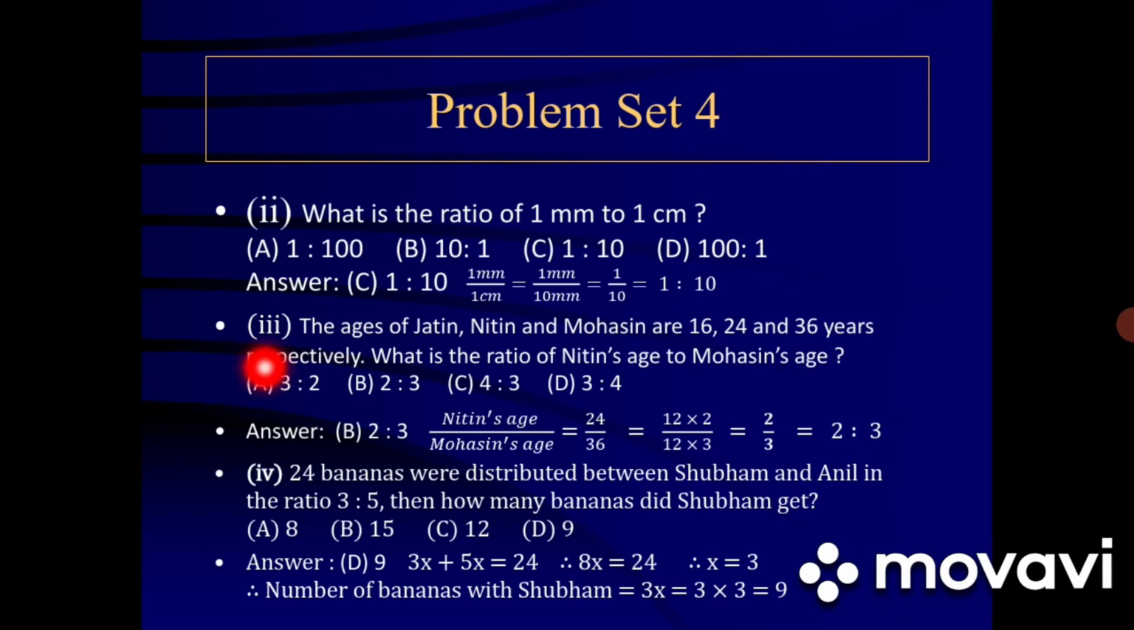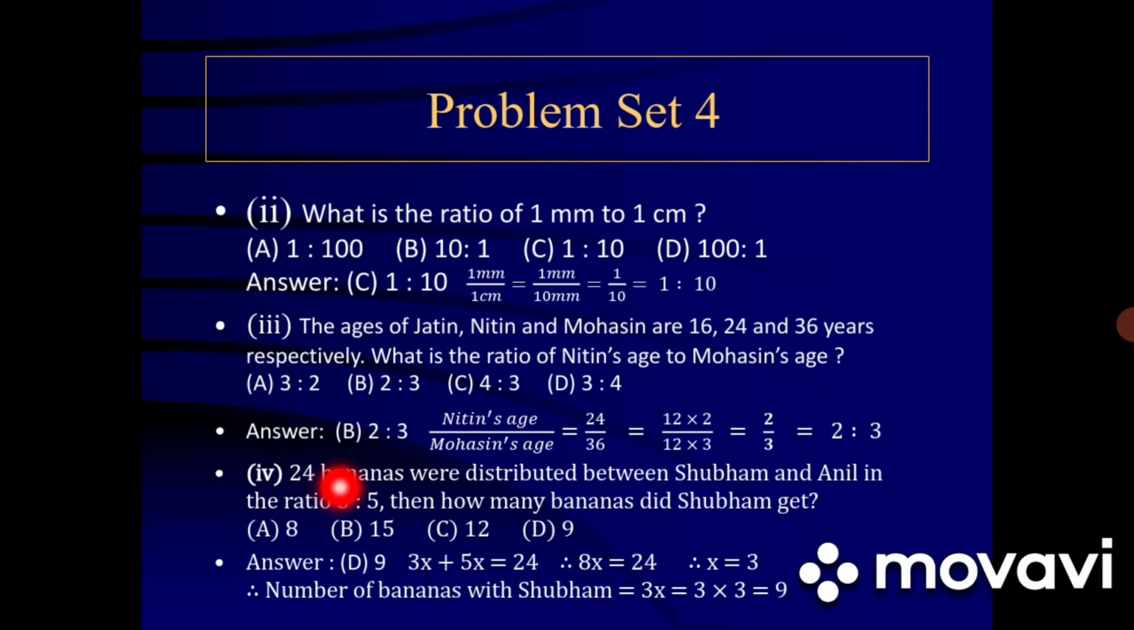Subdivision 3. The ages of Jatin, Nitin and Mohsin are 16, 24 and 36 years, respectively. What is the ratio of Nitin's age to Mohsin's age? Now Nitin's age upon Mohsin's age is equal to 24 upon 36. That is equal to 12 into 2 upon 12 into 3, because 12 is the common multiple of 24 and 36. This is equal to 2 upon 3, and that is equal to 2 is to 3. Therefore, our answer is option B, 2 is to 3.